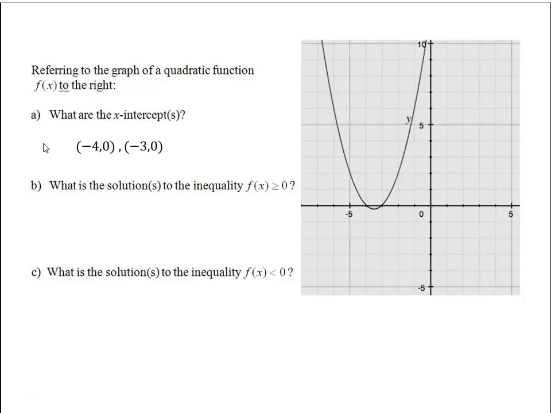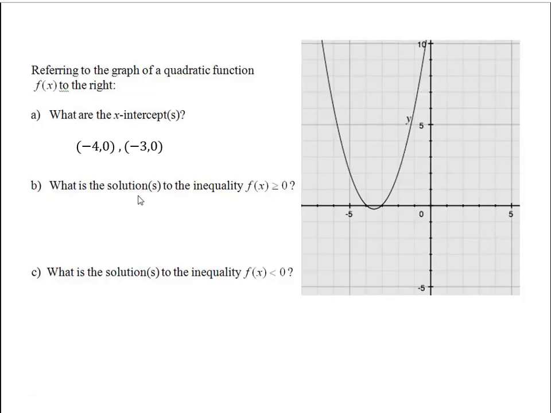All right, so one last example here, just to put it all together. Referring to the graph given to the right, letter A says, what are the x-intercepts? Those are going to typically be the points of interest for us here, especially when we're comparing to the number 0. So the x-intercepts we can see here are -4 and -3. There's my two x-intercepts. I'm listing them as ordered pairs. When x is -4, comma, y is 0, and when x is -3, comma, y is 0. There's those two ordered pairs.